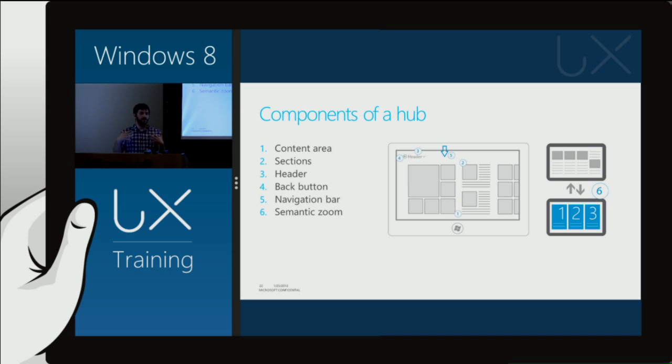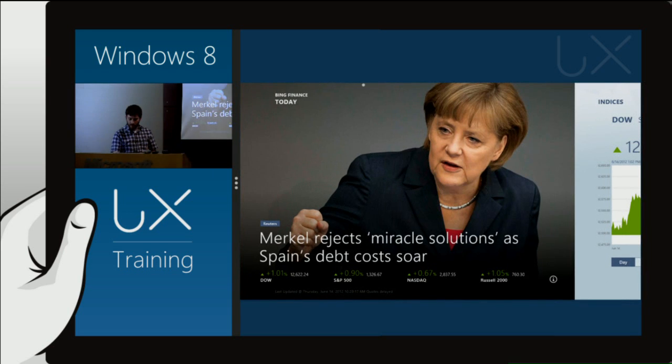There is a header which is showing you the place where you are to give you that context. Assuming it's not full screen content, like a big picture or something like that, you can have this header to show you where you are, what you're looking at, so you have the context that you need. You'll have a back button to help you quickly move back to where you were last. There is a navigation bar, which again we'll talk about later, and then semantic zoom, which Chantal showed you.